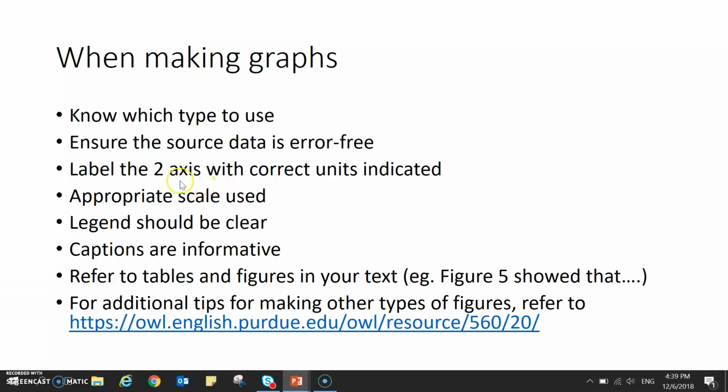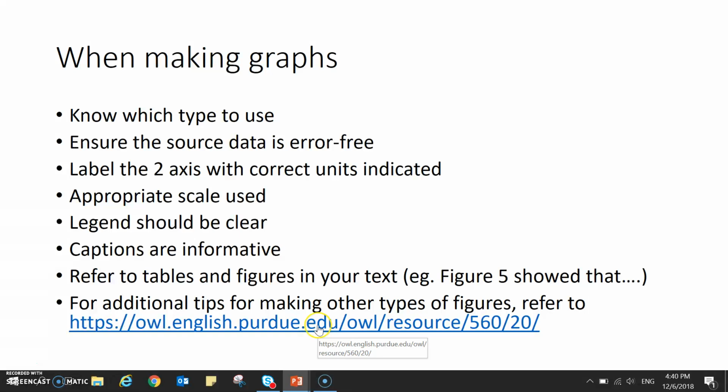Make sure that you label the X and Y axis with the correct unit indicated. Appropriate scale is being used. The legend should be clear. The caption should be informative and tell your reader what the graph is about. What kind of relationship are you showing? Make sure that you refer to the tables and figures in your text. So if you were to make a graph and not refer to it, then that means the graph may not even be important at all.